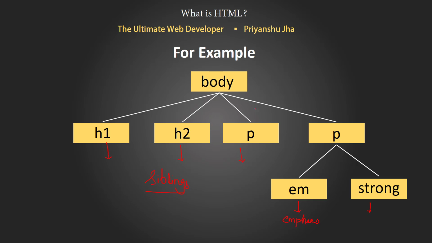So the body is the ancestor of the EM and strong. It means the body is the ancestor of these two, that is the emphasis and strong tags, and the body is the parent of these 4 tags, that is H1, H2 and the paragraph tags. And this paragraph tag has 2 children, emphasis and strong. So emphasis and strong are siblings. These are siblings and these 4 are siblings, and this is the parent, the father of all these 4 parts and the ancestor of emphasis and strong.